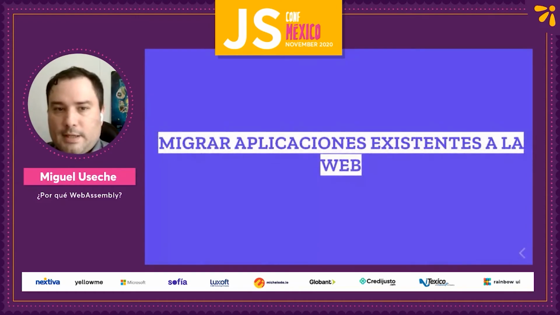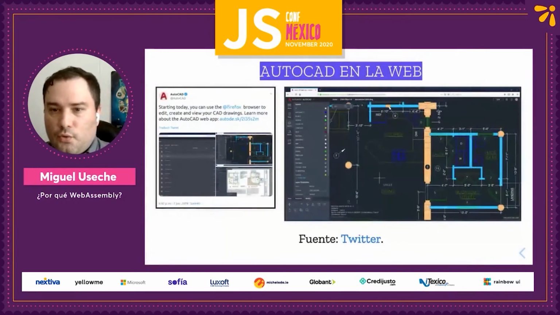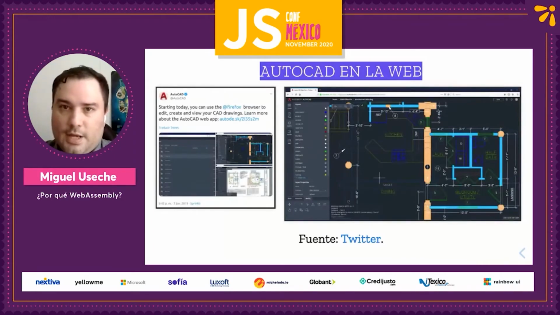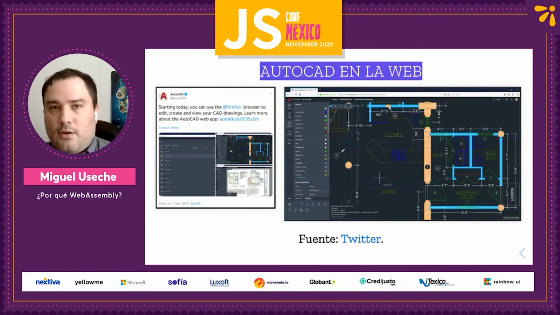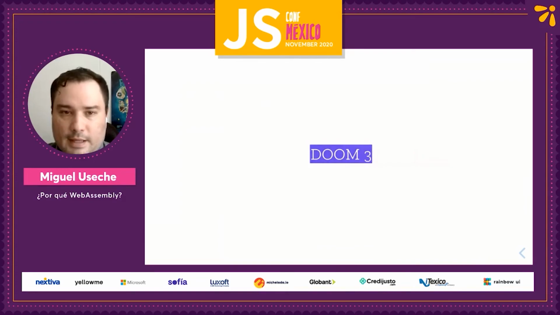Another thing is to migrate apps more easily. AutoCAD migrated to the web, and what they did was take this code from the 80s, in C++, and bring it to the web through WebAssembly. It doesn't matter if the code was so old, they just did some steps like this with this new platform, and did not have to rewrite it again.